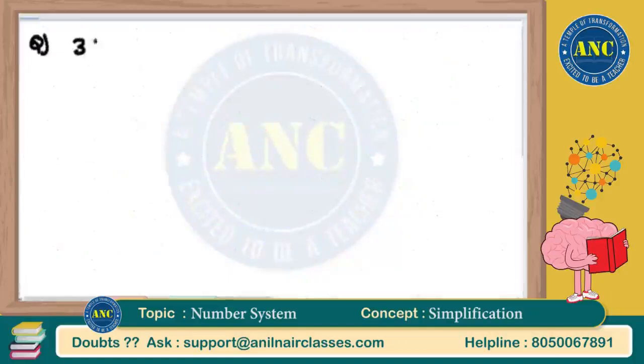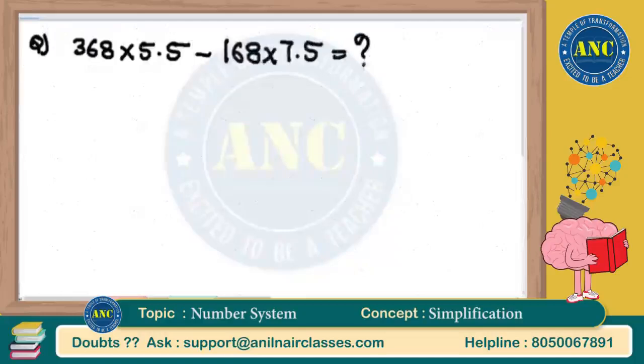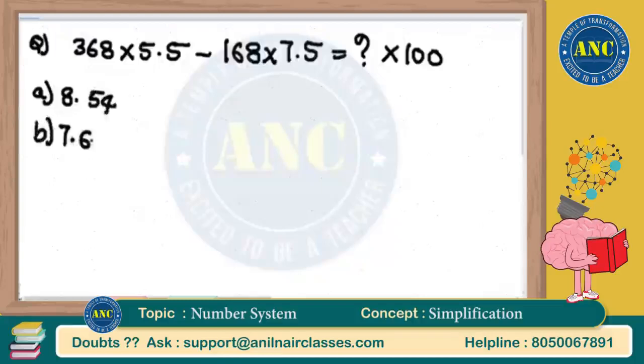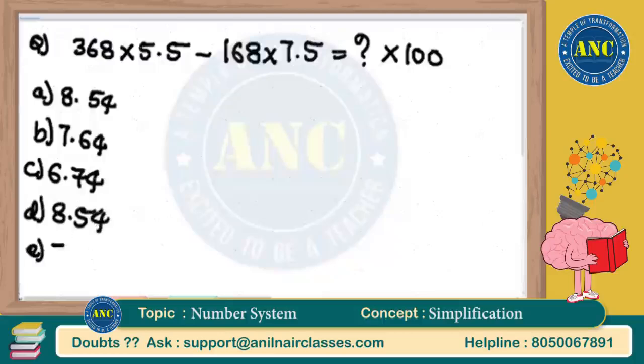Another question. You can put valid doubts in your live chat, I will discuss. 368 into 5.5 minus 168 into 7.5 is equivalent to what? Options: 8.54, 7.64, 6.74, 8.54, 7.74. I will tell you multiple methods.